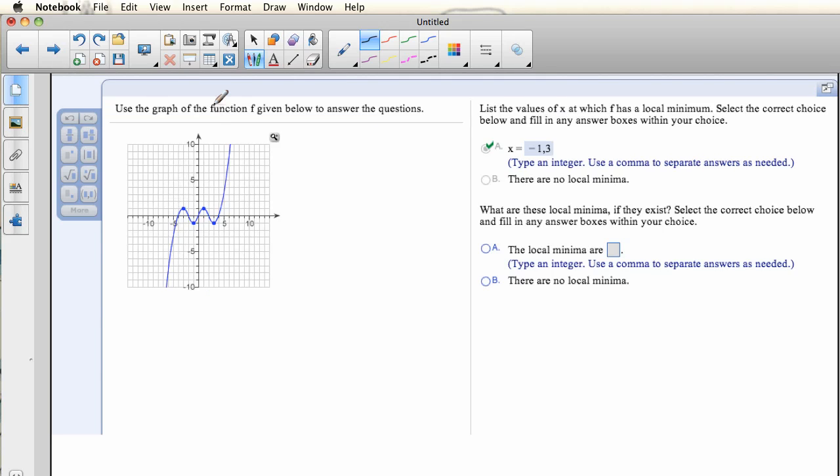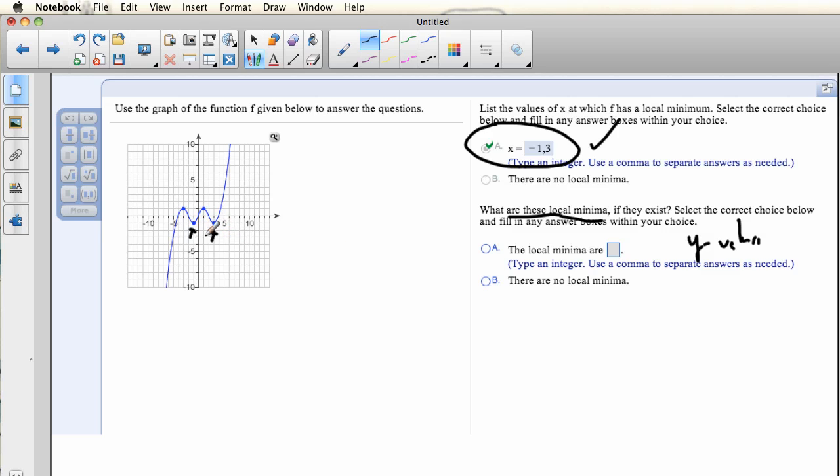So after we've gotten confirmation from the computer that -1 and 3 are correct answers for the x values, now it says what are these local minima. So what they're asking here is what are the y values associated with the 2 points that we found. So the 2 points were not a mystery. We don't have to look for those again. All it's asking for now is what are the y values.